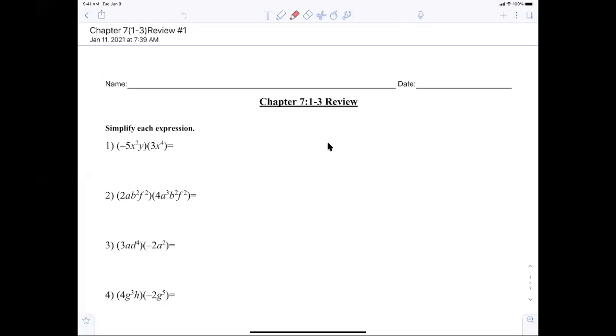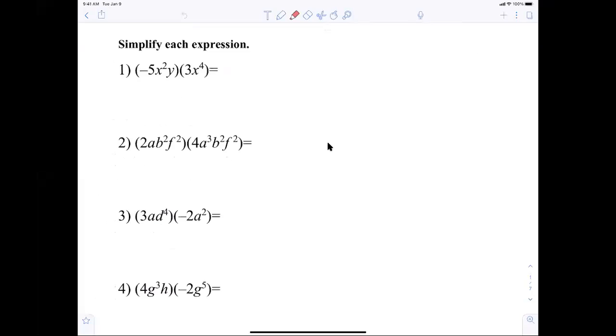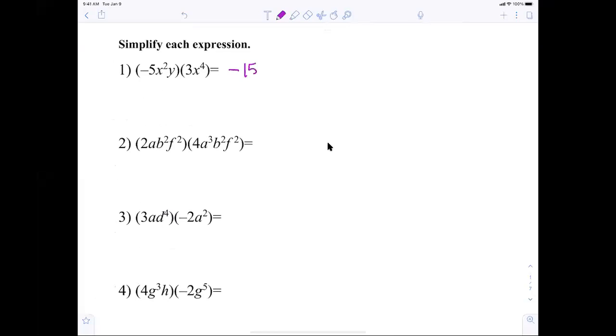All right, so now, again, like I said, I want to go ahead and do the odds. Multiply numbers, add exponents. So the correct answer for number one is negative 15 x to the sixth y. Any questions?